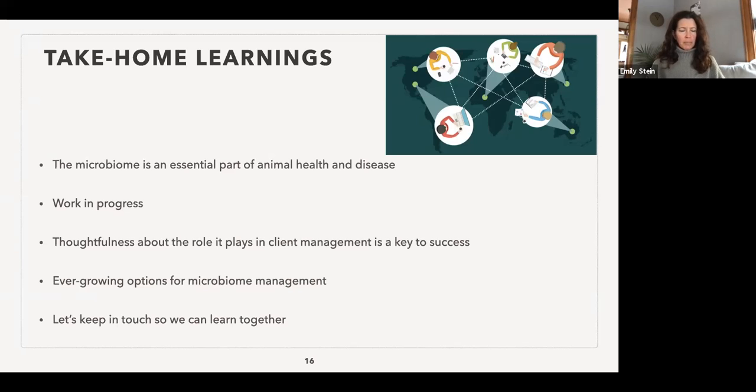But I just want to plant a seed in you to be thoughtful about the role it might play, particularly when you're assessing a client, or when you're making selections or choices on what kinds of intervention to select. Because I think the microbiome has been involved in some adverse events that have definitely been shown on the human side in pharmaceuticals. Take that into consideration when you're making your choices, because it's definitely a driver of successful outcomes.